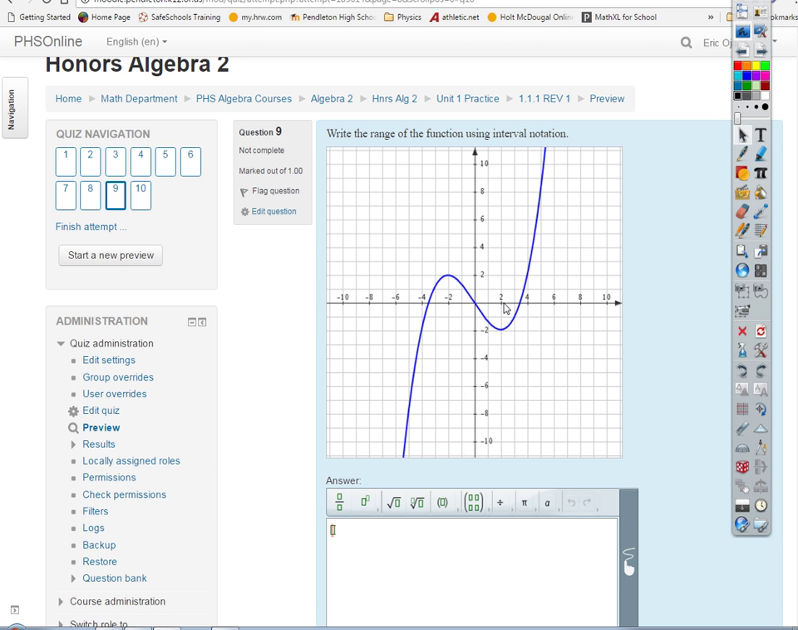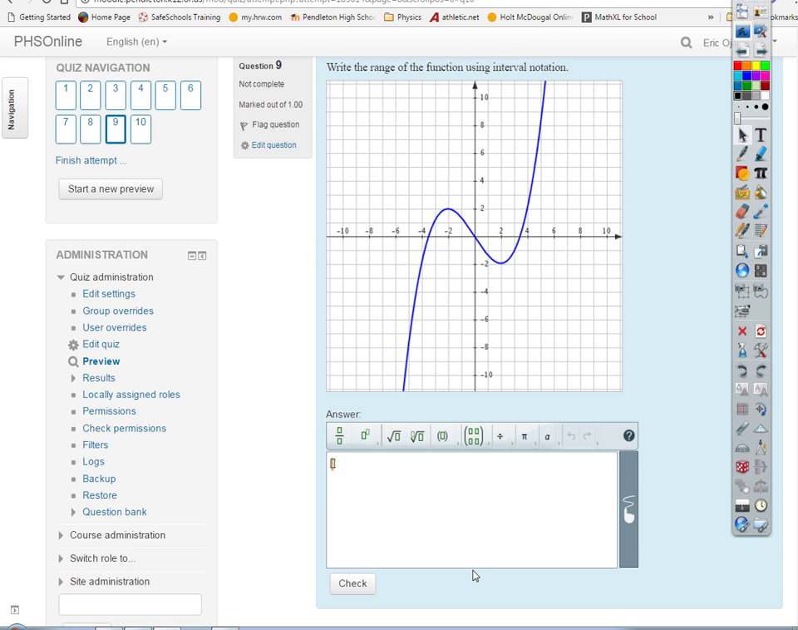Okay, range of this function is unrestricted. It goes, on the left it goes down to -infinity. On the right it goes up to +infinity. So using interval notation, we'd have to use rounded brackets or parentheses because we're not including the endpoints, and we would run from -infinity on up to +infinity.